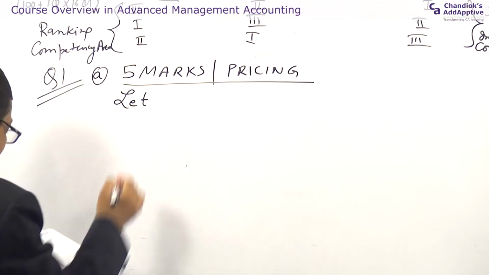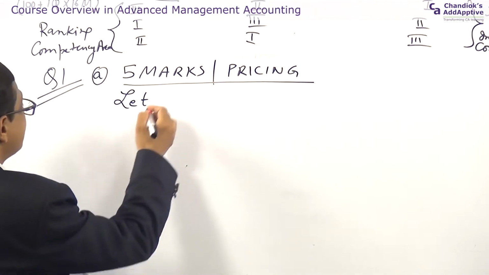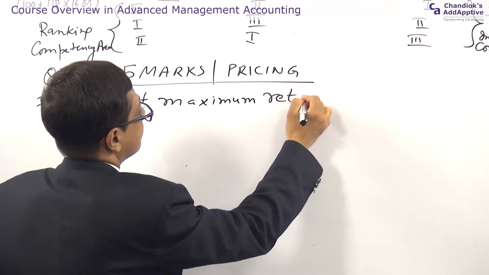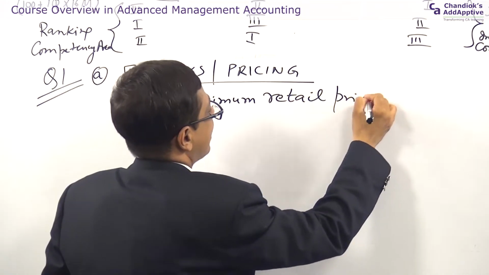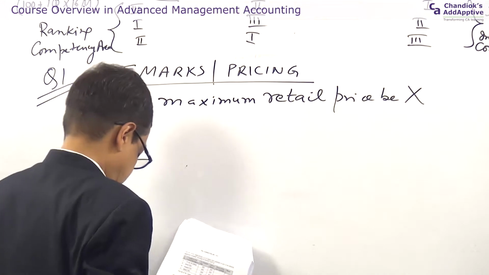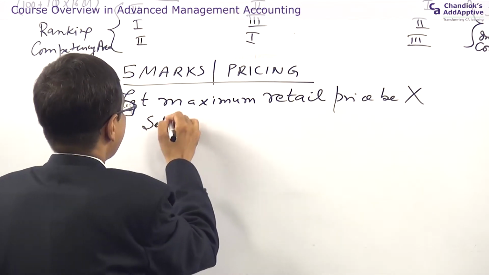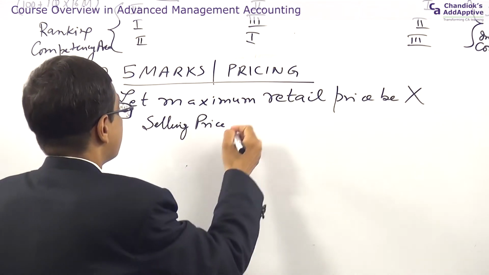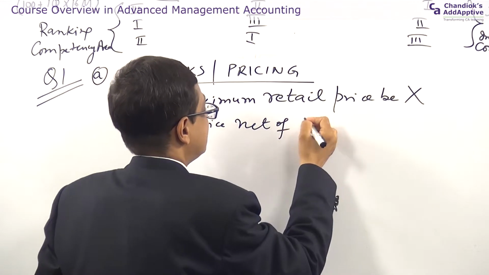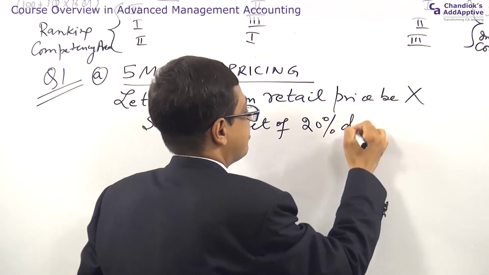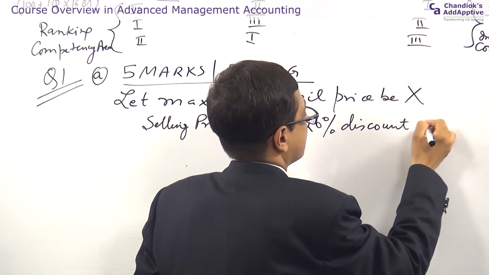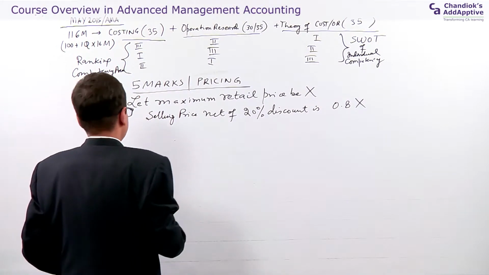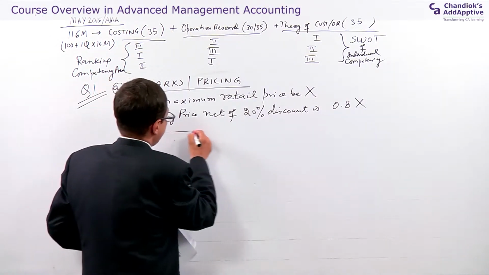So what should be the start point? The X is the start point. Let maximum retail price be X. So what is the selling price? The selling price, it says, is net of discount. What is the discount? 20%. Net of 20% discount is 0.8x, right?